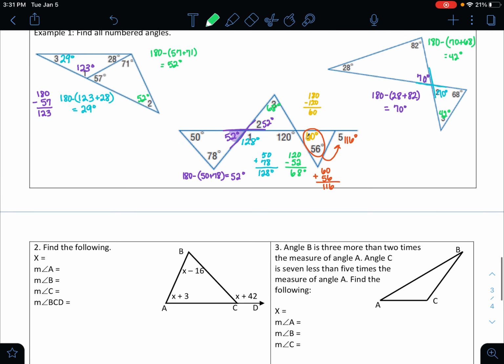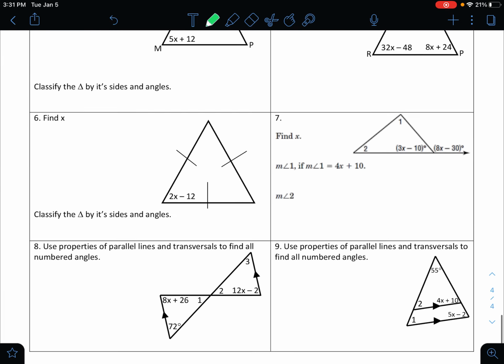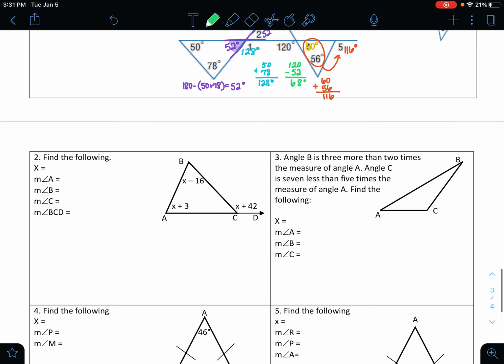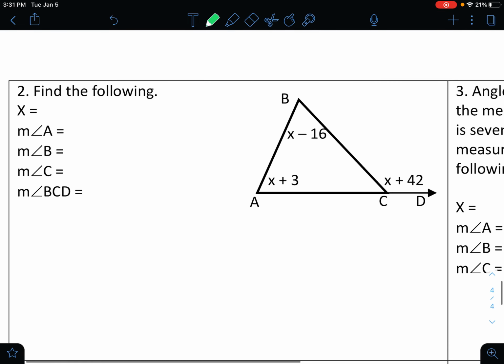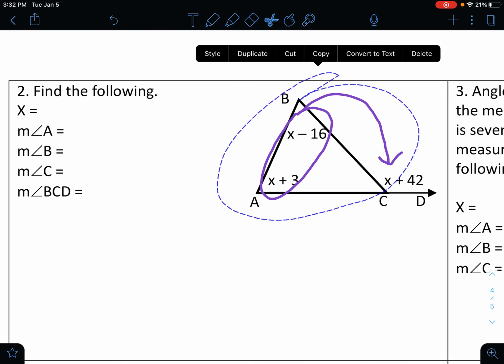Okay, so those were like the less algebraic problems. Now we're going to get into some algebraic type problems. All right, so find the following. We see that we have these two interior angles here, and then they're going to add up to equal the exterior angle. And I think I'm going to switch to blue.